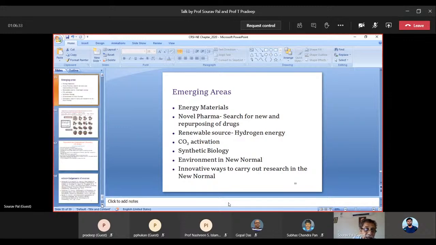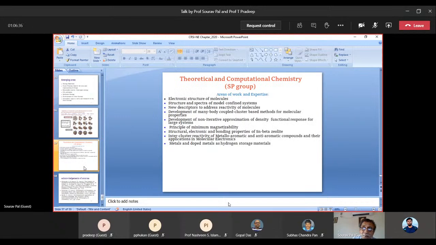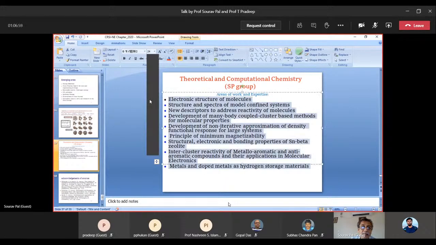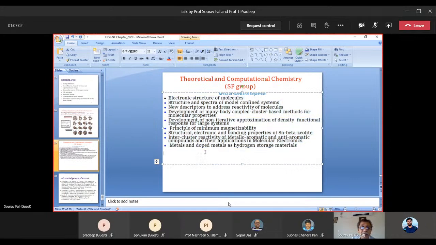And that's the reason I'm making the title computational chemistry from molecules to materials. Once again, this actually tells all the different areas of work that we have been doing. And I think I'm just trying to make it a little bit bigger if possible. Yeah, sorry. So many of the materials that we're looking at, but our major interest has been on electronic structure of molecules, structural spectrum, model confined systems, descriptors to address reactivity. That is where local hardness, local softness comes in.